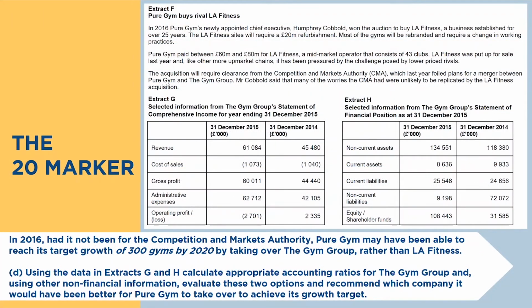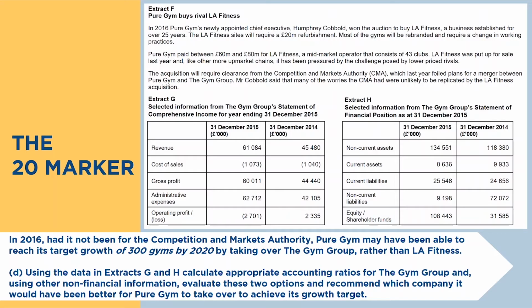To look at that question that we talked about as an example, I've put some extracts on the screen there on the YouTube version of this. Pure Gym buys rival LA Fitness, and some information in extract G and H on their financial position. So you've got their statement of comprehensive income and you've got their statement of financial position, and you'd use those tables to do the calculations that you would then use in your answer.